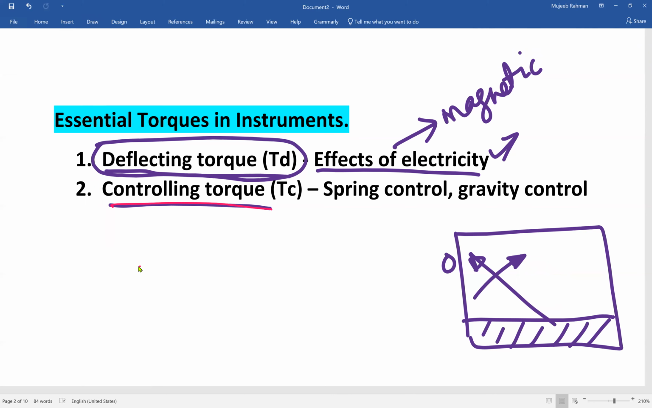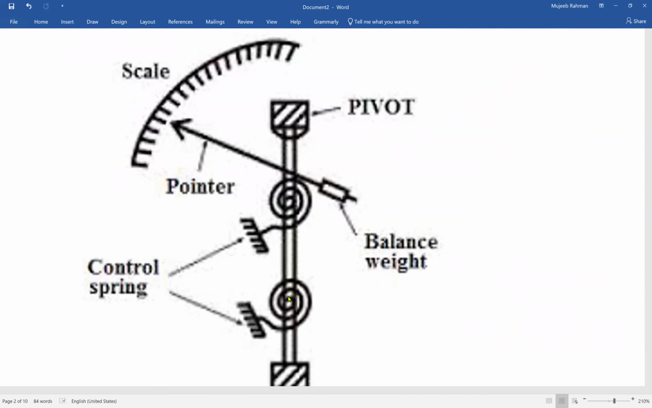There are different mechanisms available. One of the commonly used methods is the spring. In this moving system, a spring is attached. So when it is deflected, the spring is twisted in the opposite direction. If you disconnect the supply, because of the restoring energy stored in the spring, the moving system returns back to the original location or the rest location. The second method is that some amount of weight is attached.